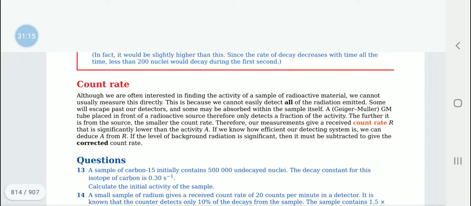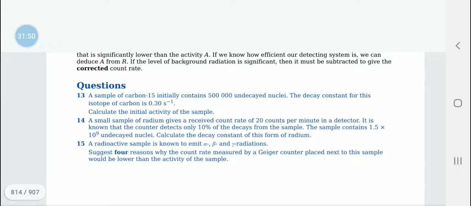If the efficiency of the detecting system is known, then activity can be calculated from R. If the background radiation is significant, that needs to be deducted from the corrected count rate. I hope that makes sense. If it did, please do questions number 13, 14 and 15. After that, we'll move on to the next part in the next video.